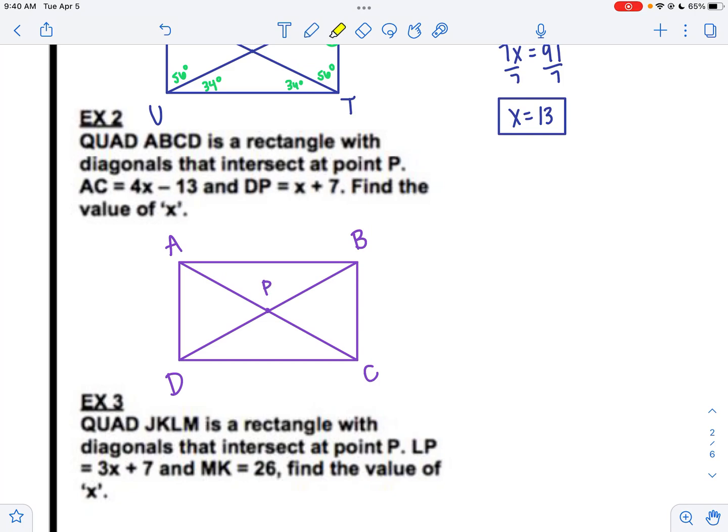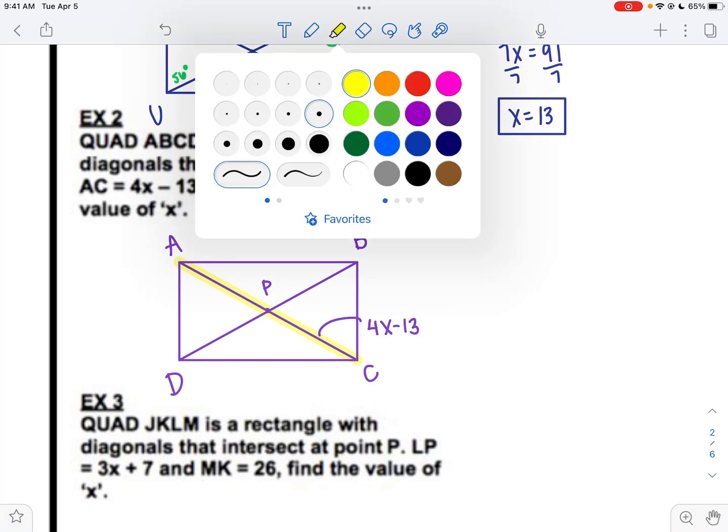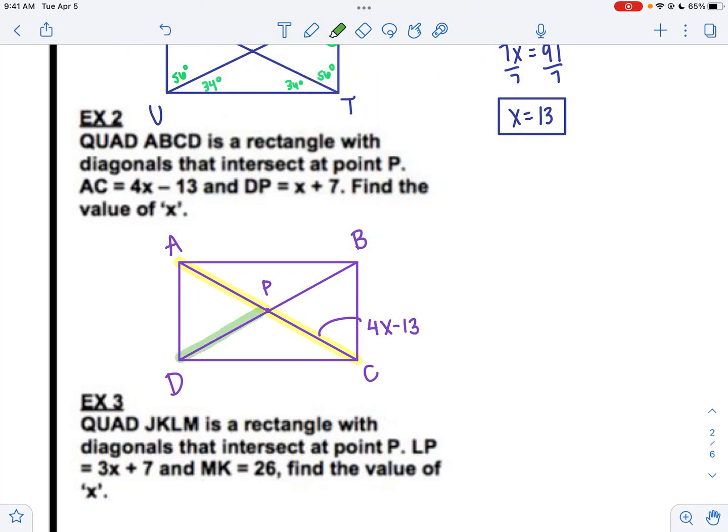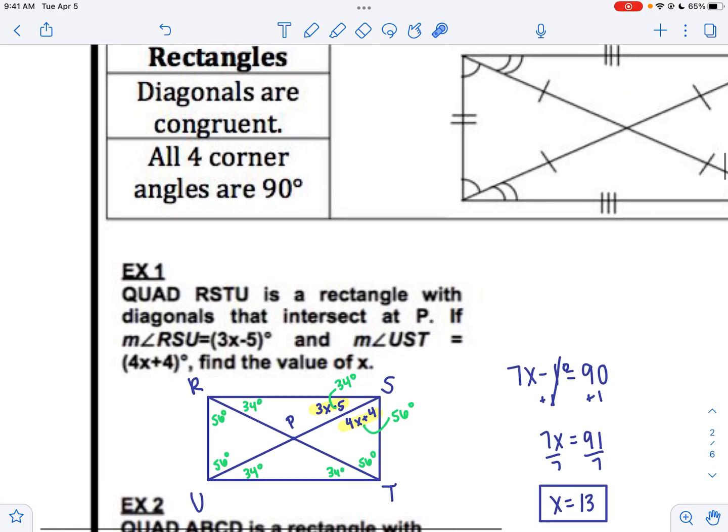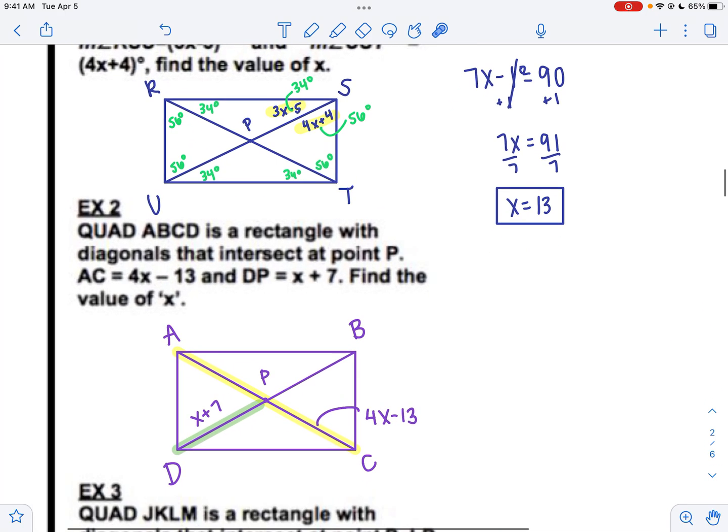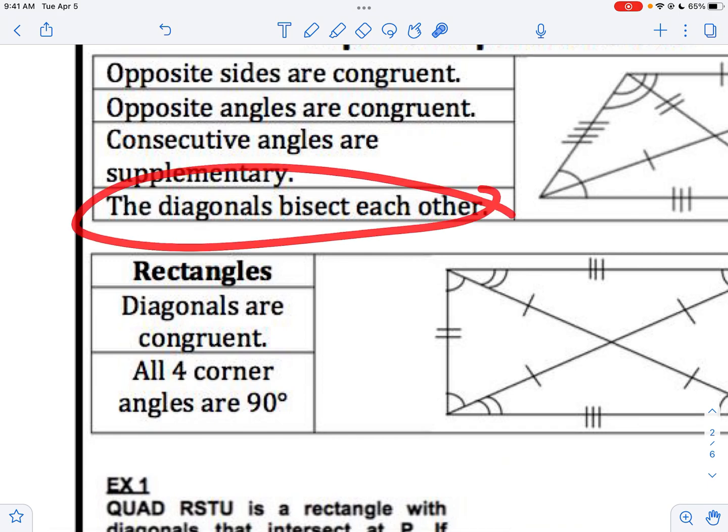Okay, now A to C, so this whole diagonal right here, A to C, is 4x minus 13. And then this piece right here, DP, is x plus 7. Okay, well, in a rectangle, the diagonals are congruent, which means that this diagonal should match this diagonal. But the problem is I'm missing this piece over here. But that's okay, I can find it, because remember that they bisect each other. That was the parallelogram rule. The diagonals bisect each other.